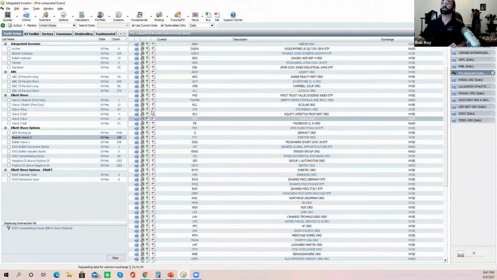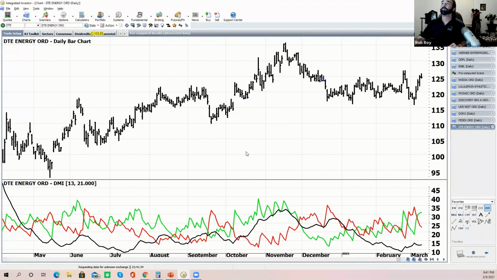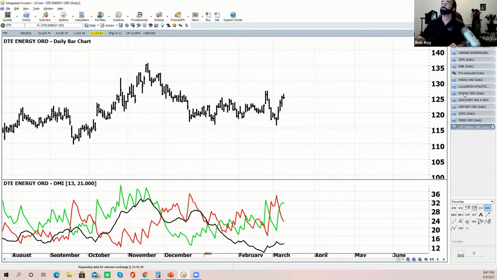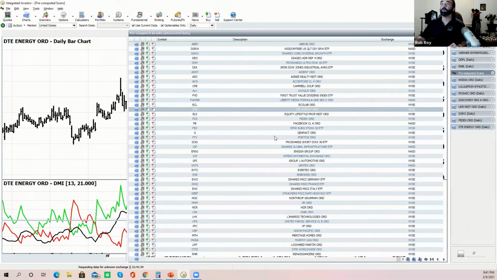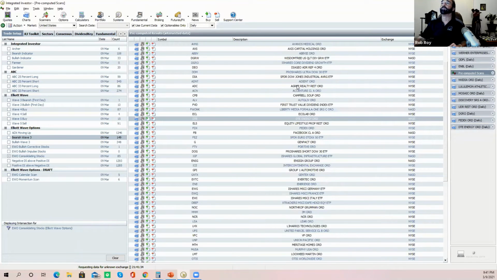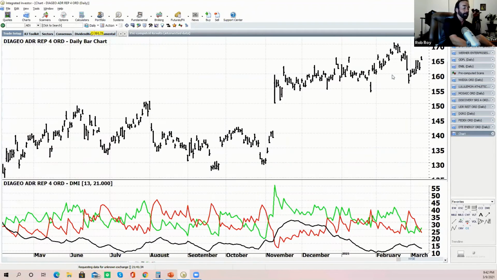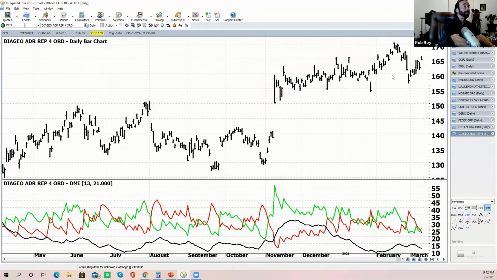Let's look at DTE. Nothing there really either. Lots of sideways stuff. But we want the triangles. We want the triangle formation. Diageo, fine, interesting. I don't think there's liquidity there. I've looked at this so many times in the past when there really wasn't liquidity on the options.